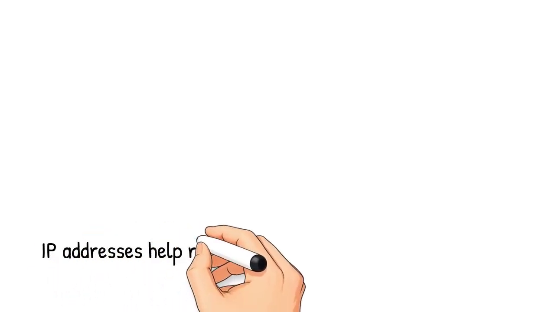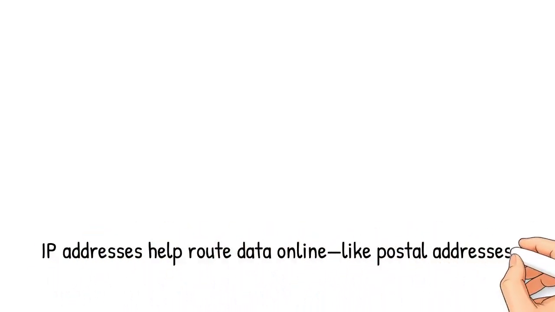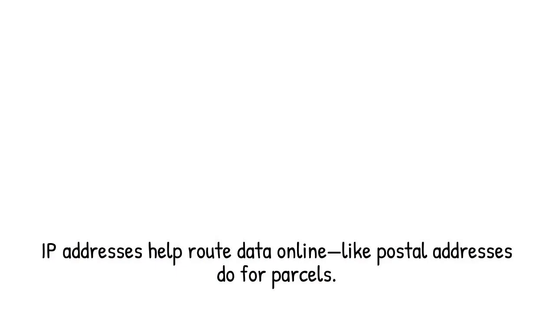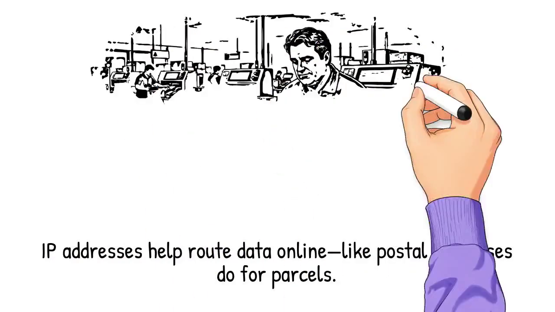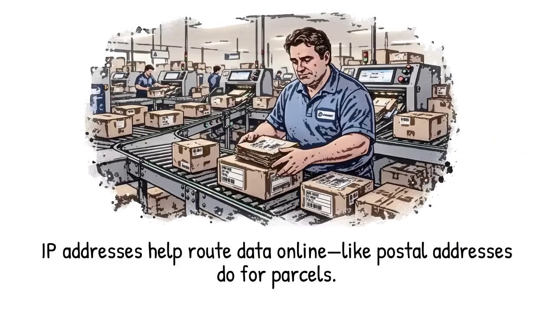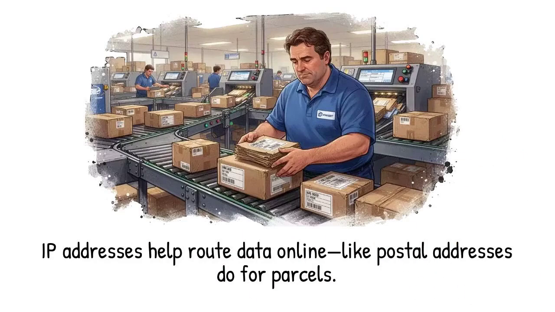How IP addresses enable communication. To understand how IP addresses enable communication, imagine you're sending a parcel. You write the destination address on the box. You also write your own address as the return address. When the parcel reaches the sorting center, machines read the address and route it to the correct city, then the correct neighborhood, then the correct street, and finally, the correct house.